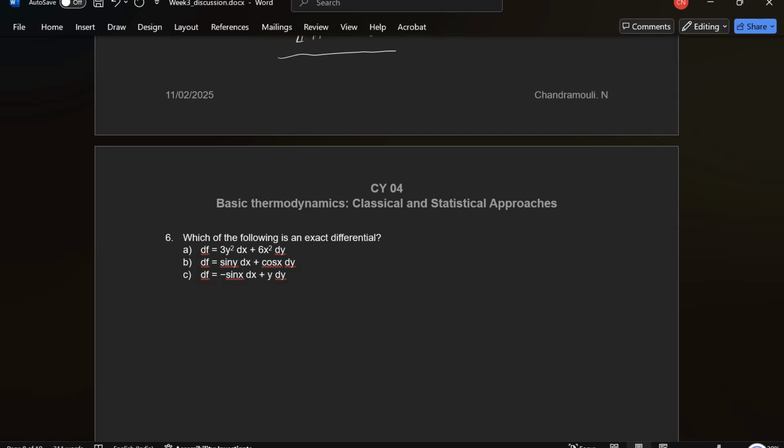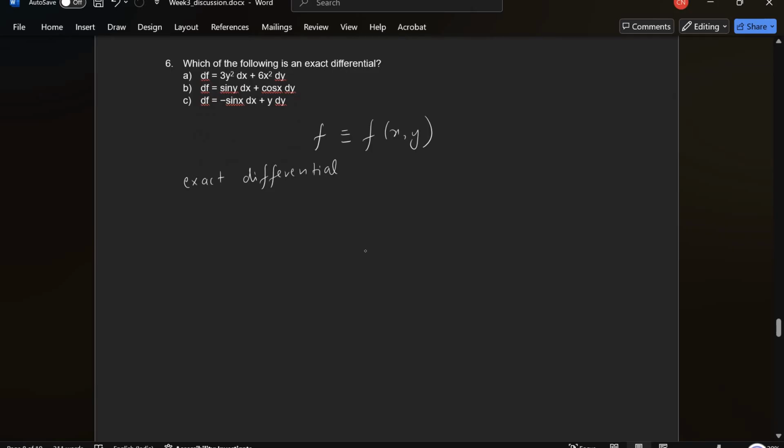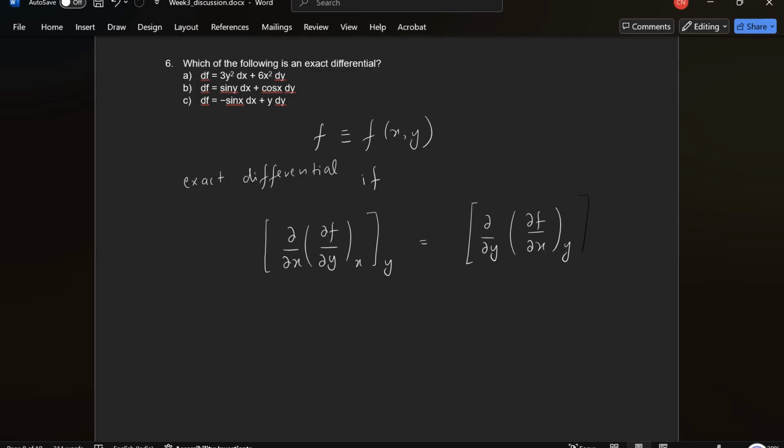As you all know, given any function f of x comma y, it is an exact differential if del f by del y at constant x, del x, is equal to del y of del f by del x at constant y. Okay, so this is the condition, but we do not have the exact form.